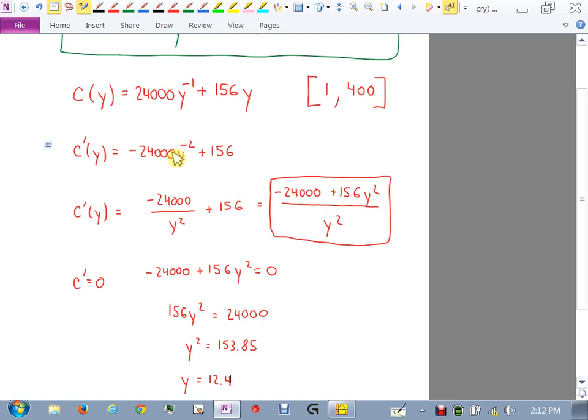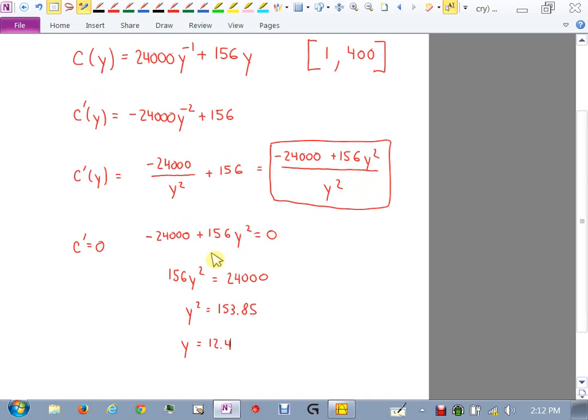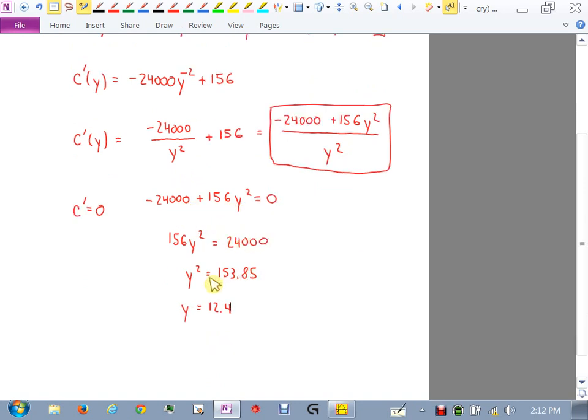And then I rewrite this. I drop the y squared to the bottom. I do get a common denominator. That's just the force of habit. And once I do that, that's my derivative. And then I set it to 0, which means I just set the top to 0. And that's just a quadratic equation. I just move things around, eventually take the square root on both sides. So I get a value of y is 12.4.